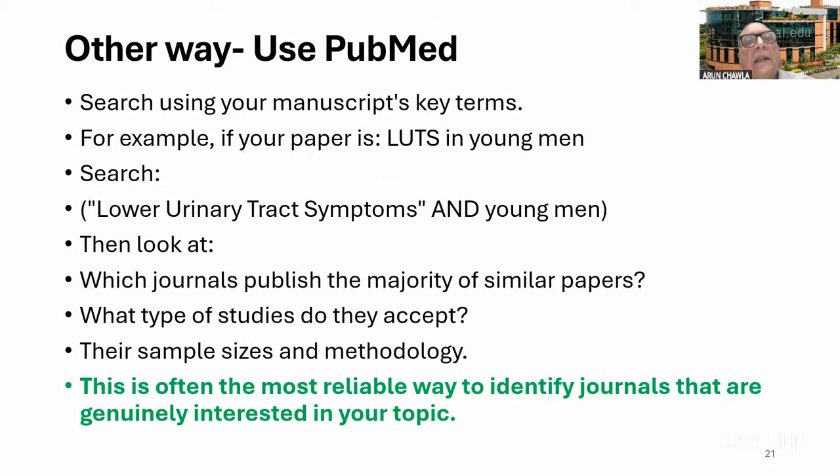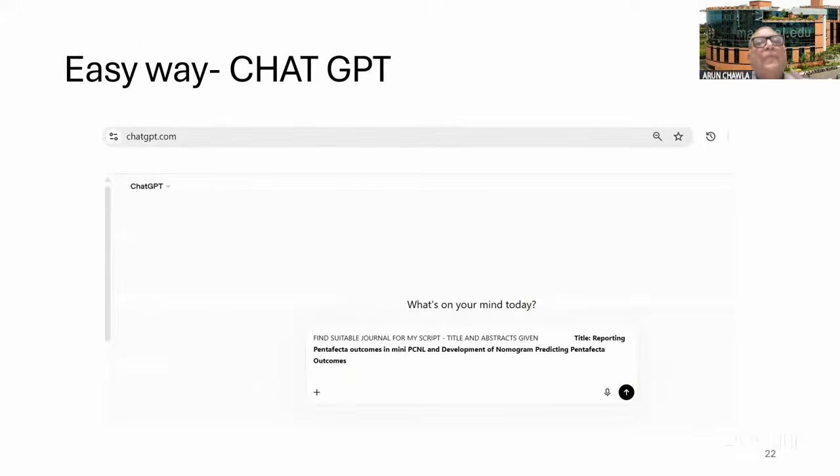Supposing I had done a dissertation on LUTS in young men. So I'll go to PubMed and put LUTS, young man, with Boolean operators and try to see how many articles of similar type have been published. What type of studies have already been published? What sample sizes did they use? What methodology has been used? For me, this gives a little more reliable way to identify journals which will be genuinely interested in the manuscript which I'll be sending to them.